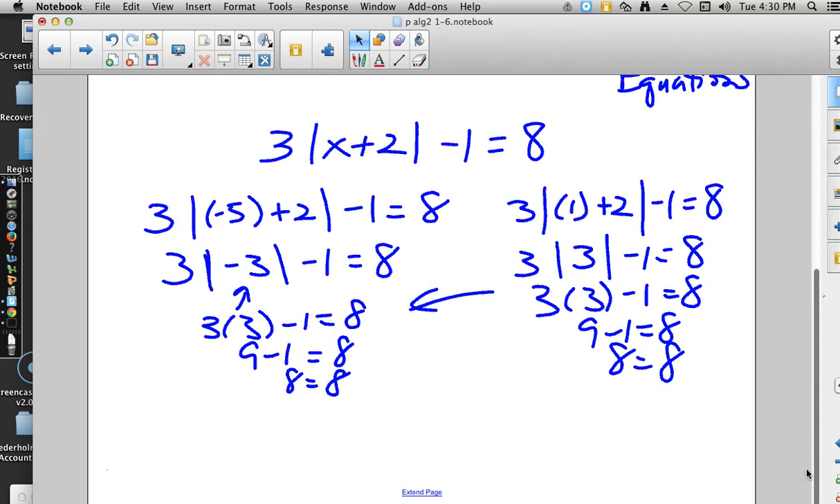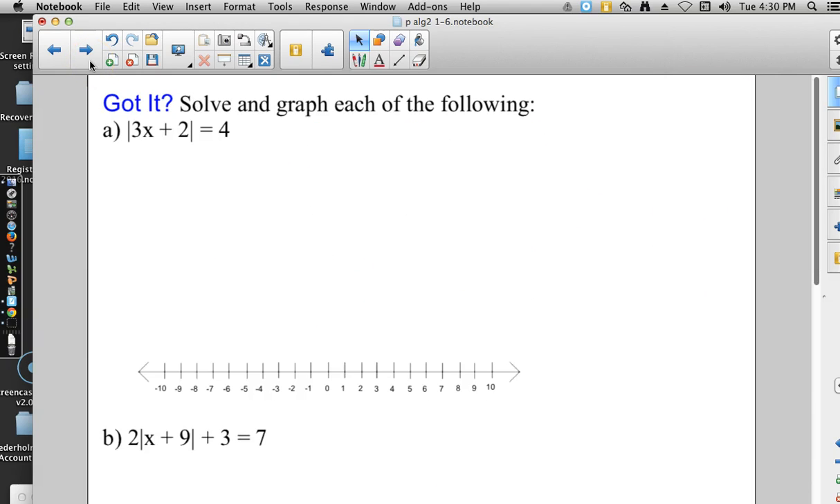Alrighty, next page. These take up a lot of space, so I'm going to take quite a bit of paper for this section. The got it. This one is for you. Go ahead and pause the video and work your way through it. Just do A for now.